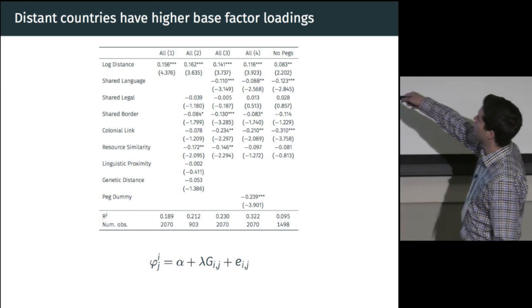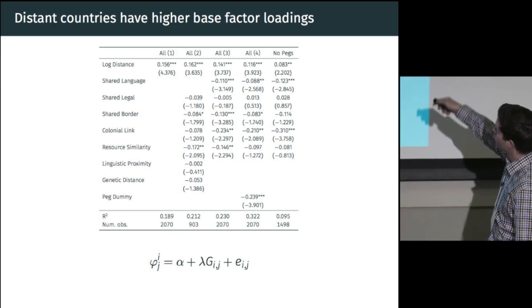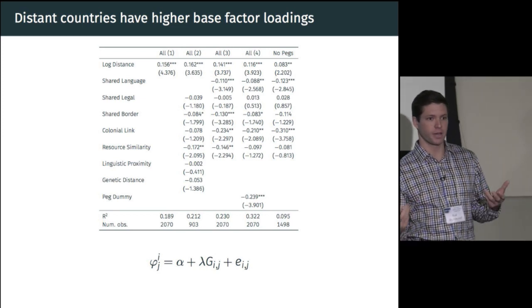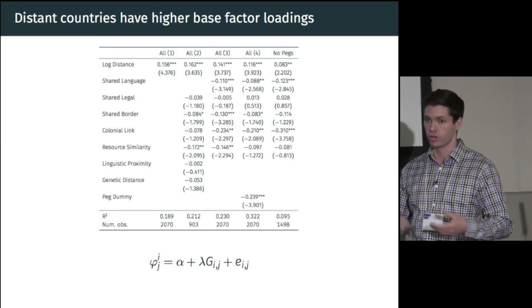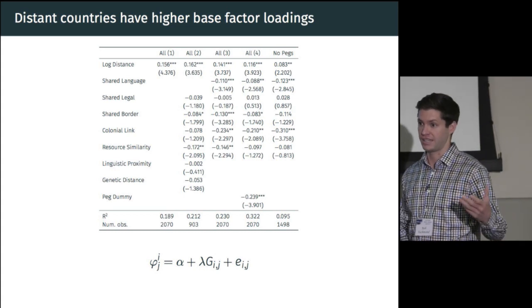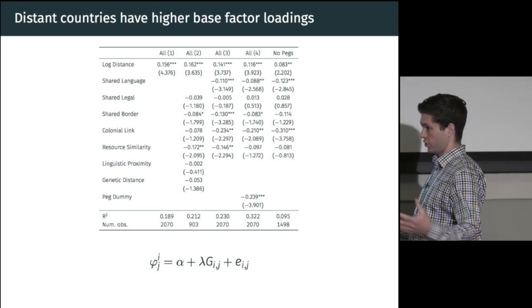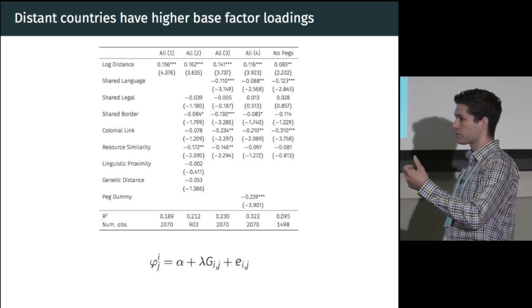Turning to the second column, we're going to include some more controls here. What do you see? If countries share a border, this lowers the loadings. Right? You can think about these dummy variables for sharing a border or sharing a language as being kind of the inverse of distance. So if you share a language or you share a border, you're closer, that's going to lower the loadings.